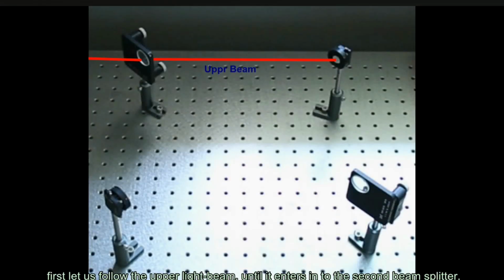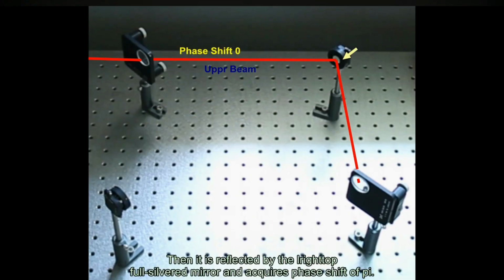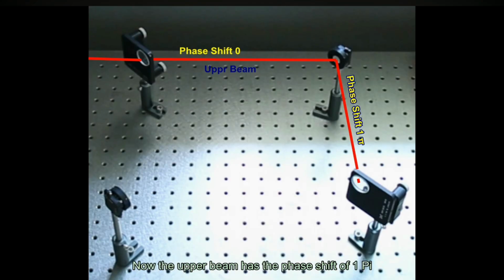First, let us follow the upper light beam until it enters into the second beam splitter. In the beginning, it is transmitted by the first beam splitter and occurs no phase shift. Then it is reflected by the right full silvered mirror and occurs phase shift of pi. Now the upper beam has phase shift of 1 pi.